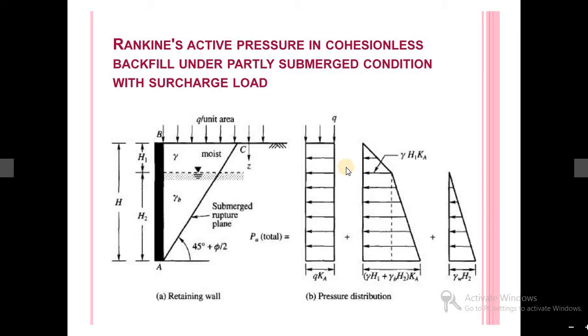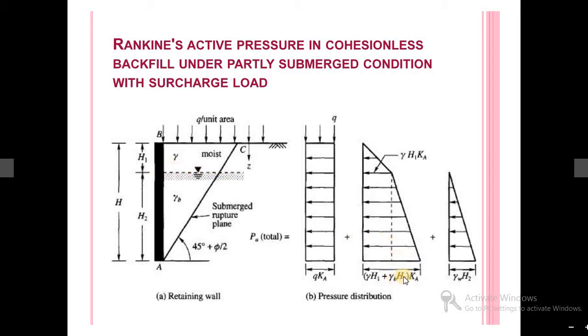So according to that, if you observe, this q into Ka will be the pressure intensity. Here gamma into H1 into Ka will be the pressure intensity up to this part, and then below that this will remain as it is, and this will be due to the submerged part. This triangle will be defining the pressure distribution due to the submerged soil below this water table.